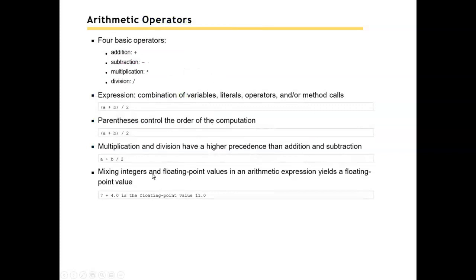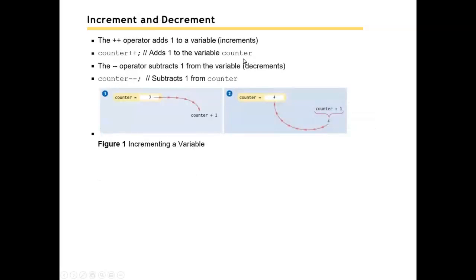So this one should be really basic. Plus, minus, times, divide. You can mix variables, literals, operators, and methods. Parentheses override the order of operations. Multiplication and division have a higher precedence than addition and subtraction, just like everywhere else. Mixing integers and floating points yields a floating point value. 7 plus 4.0 would be 11.0. Does that make sense to everybody? Yeah, it makes sense. Okay. Plus and minus work just like they do in C++. Anybody have any questions about that? It should be pretty clear.